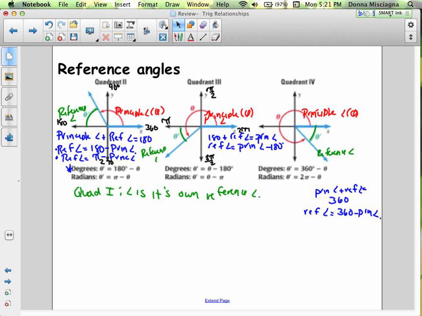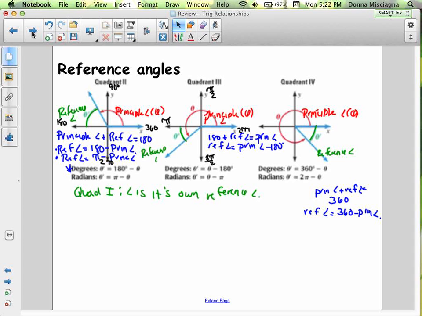Just to recap: in the second quadrant, the reference angle is 180 minus the principal angle, or in radians, pi minus the principal angle. In the third quadrant, it's the principal angle minus 180, or in radians, the principal angle minus pi. In the fourth quadrant, it's 360 minus the principal angle, or in radians, 2 pi minus the principal angle. In quadrant 1, the angle is its own reference angle because it's between 0 and 90 degrees.